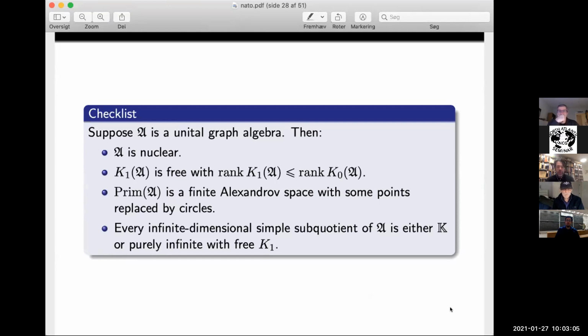You can also use this fact that K1 of A is free. That's just a very simple observation, right? Yes. Every subgroup of a free abelian group is exactly a free abelian group. Exactly. Yes. Okay.